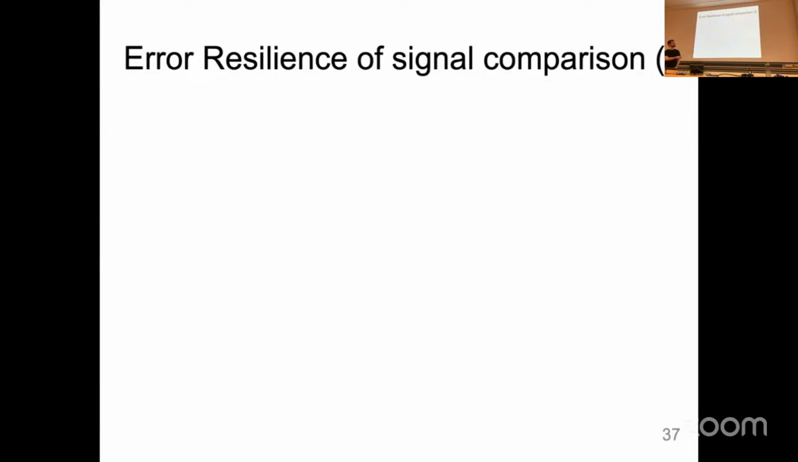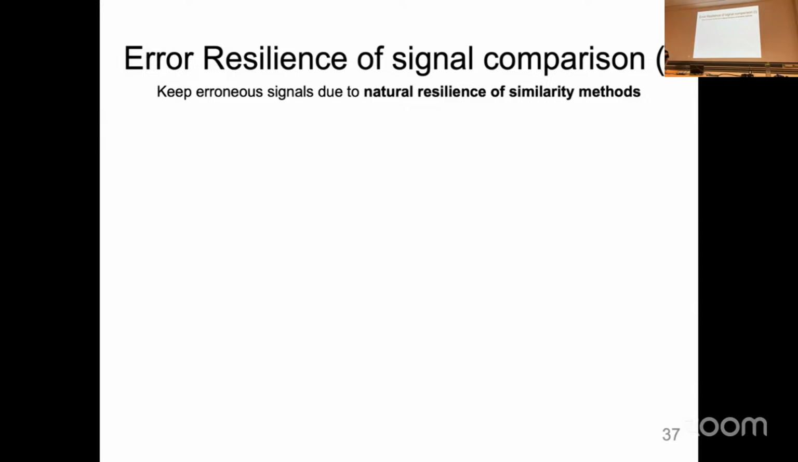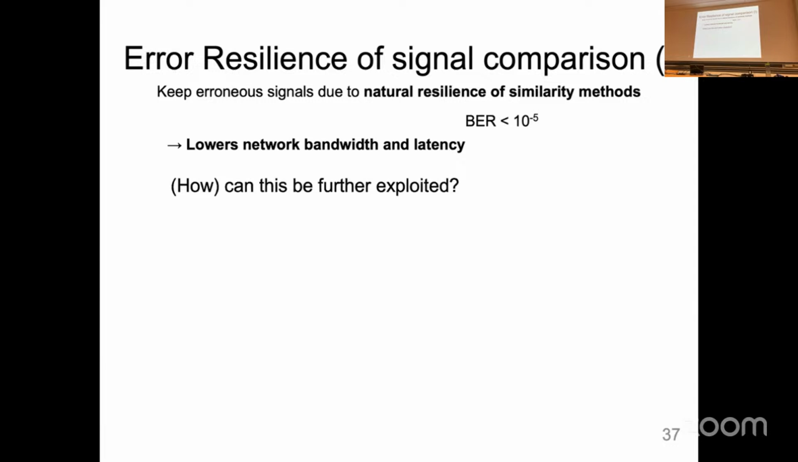And I will repeat part of this here. So the idea is to keep erroneous signals, due to the natural resilience of signal similarity methods, so as to not have to retransmit them. And this works with a bit error rate below 10 to the power of -5 and lowers the network bandwidth and latency. Now the question would be, how can this be further exploited?